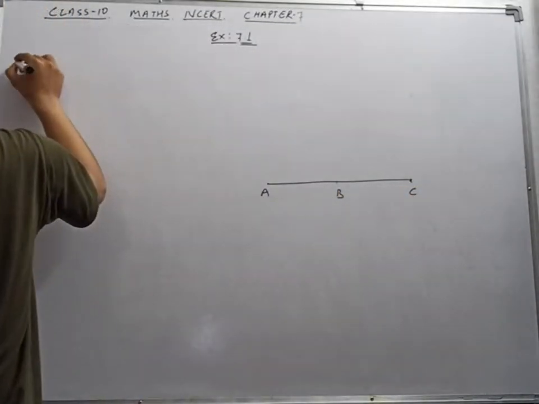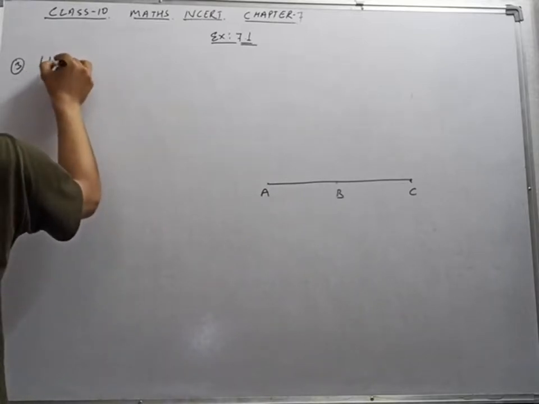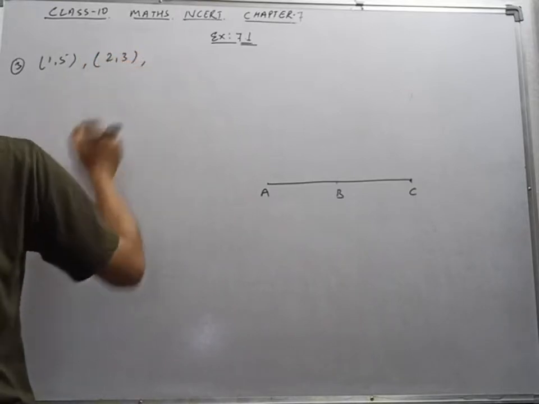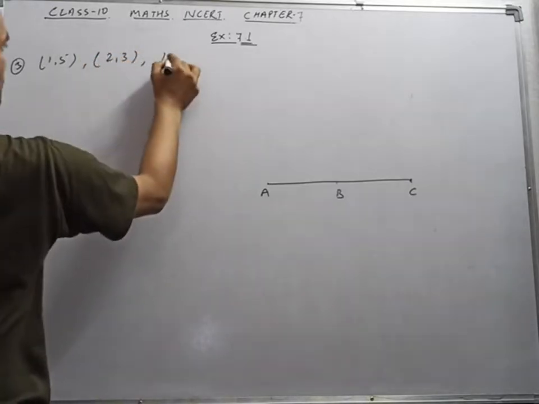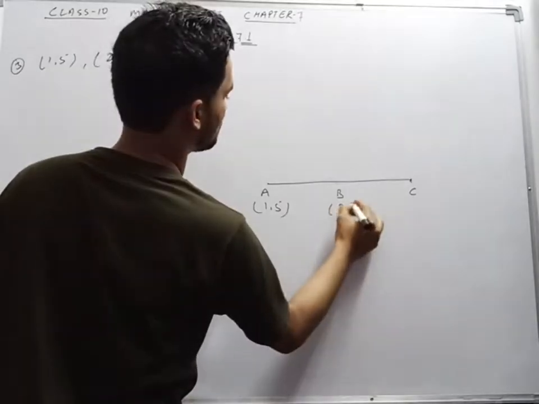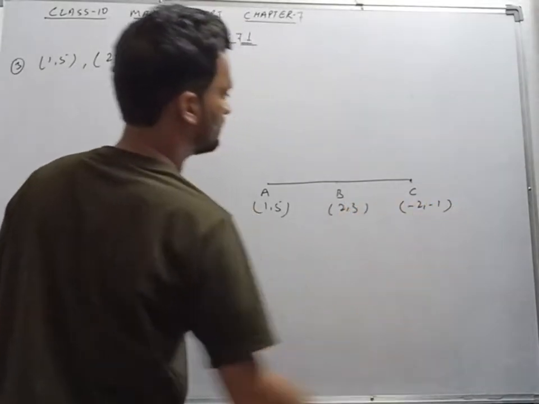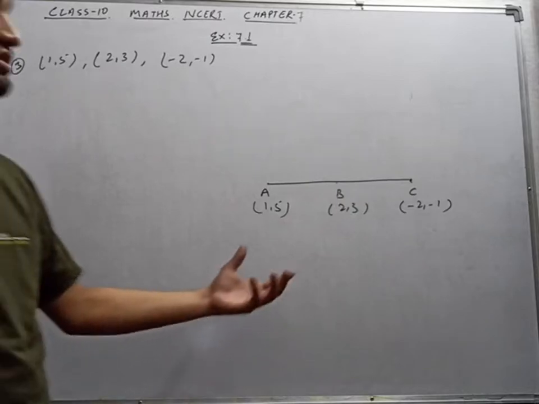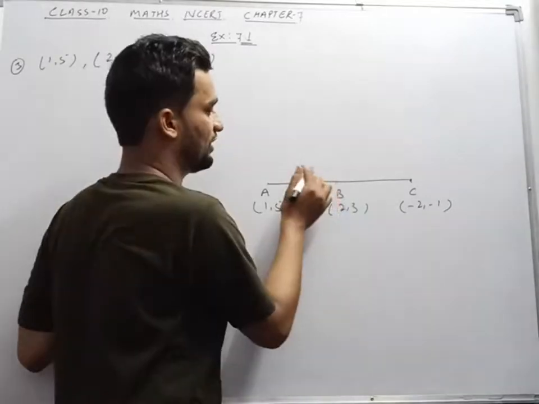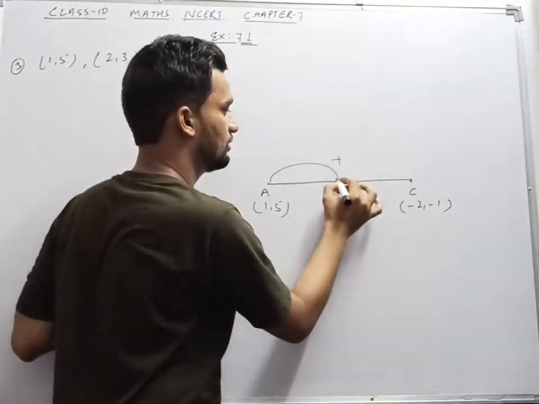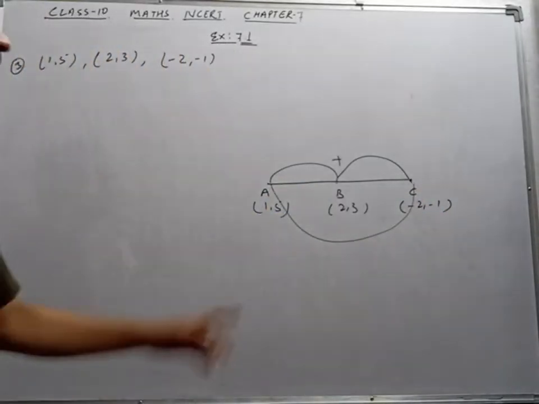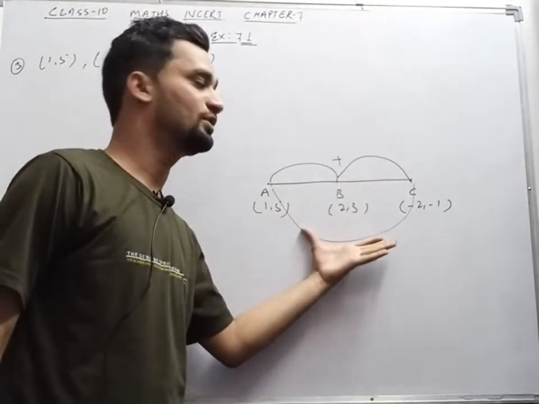Question number 3. Let me write the points first: 1, 5, 2, 3, and the third point is -2, -1. So A is 1, 5, B is 2, 3, and C is -2, -1. We have to show whether these points are collinear or not. These points will be collinear if AB plus BC is equal to AC, then only they are collinear.